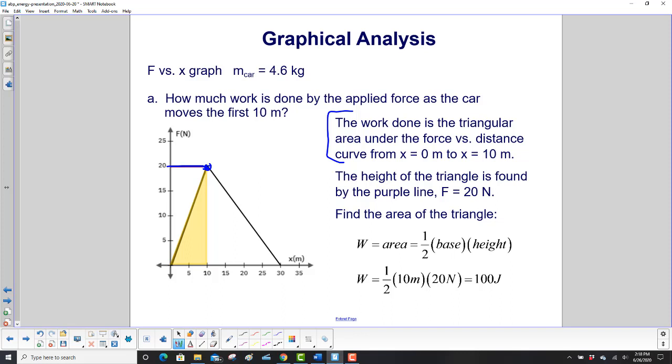Now I want to find the area. The work is equal to the area of the triangle, which is 1/2 times base times height. And we have work is 1/2 times 10 meters. That's how far we've gone. And the height is 20 newtons, which gives a newton meter. And what's a newton meter? A joule. So what do we have here? 100 joules is the net work done from 0 to 10 meters.